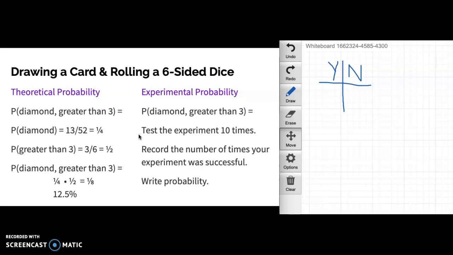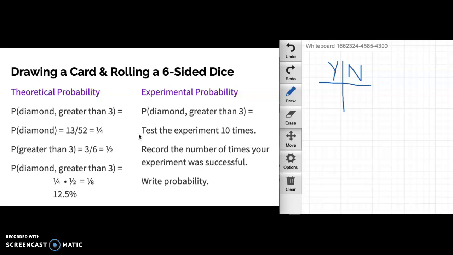Now, I was successful 2 times, so my probability was 2 out of 10, which simplifies to 1/5, which is about 20%. So my probability for experimental probability was a little bit higher than the theoretical probability. We only did the experiment 10 times, which is not that many times. So if I did this experiment more, I would guess that my probability would start to drop closer to the theoretical probability, closer to that 12.5%.